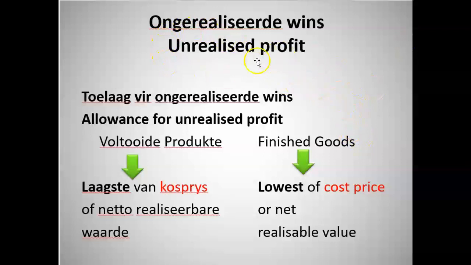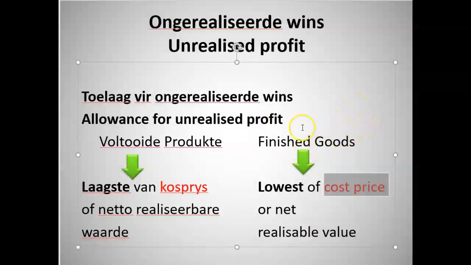So, for statement of financial position purposes, we have to show finished goods at the lower of cost or net realizable value. So the cost price of our finished goods will be the closing balance in my finished goods general ledger account, less the allowance for unrealized profit account. That allowance for unrealized profit works like an allowance for credit losses, for instance. It's a negative asset. The purpose of that is to bring the inventory value down to the actual cost price of the inventory on hand as at year end.